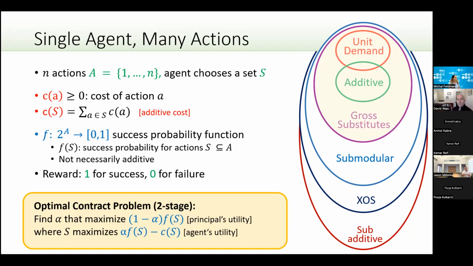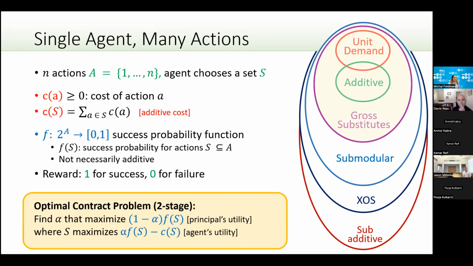Yeah, one quick question. For cost, you're assuming additive costs throughout the talk? Yes. But do you have more general results? Okay, good. So let me focus now on additive cost and combinatorial success probability. Just like now, F is combinatorial, C is additive. If I forget, remind me to say a remark about more complicated cost structures. This is an ongoing work that I'm happy to tell you about. But for now, additive cost.